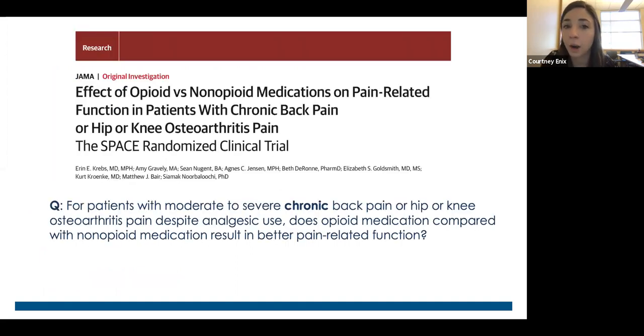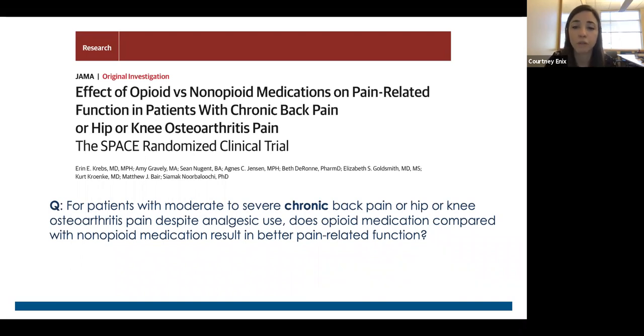And then what about opioids? This is an important study that I want to share with you that came out while I was in residency, published in JAMA. This study looked at chronic pain in a veteran population. The question was, for patients with moderate to severe chronic back pain, and this also included hip and knee pain related to osteoarthritis, do opioids help their pain-related function compared to non-opioid medications?